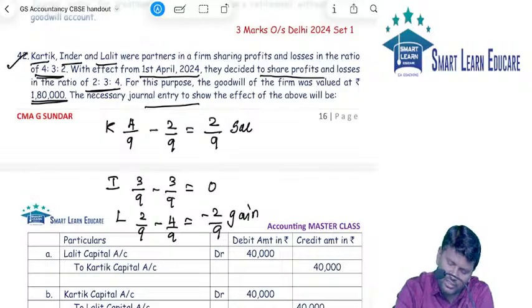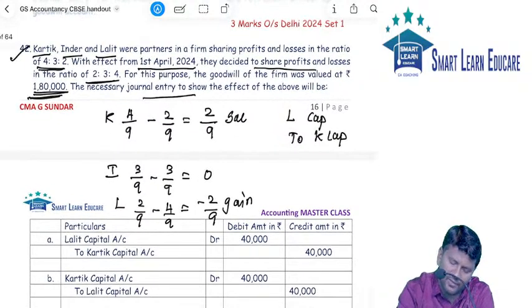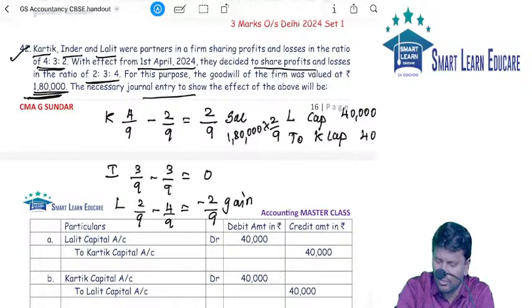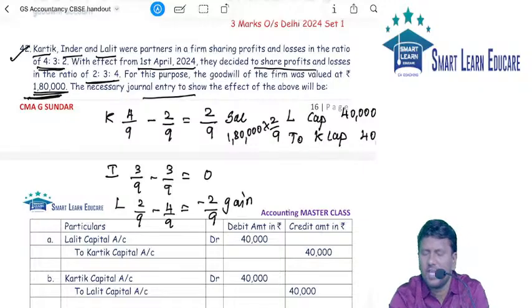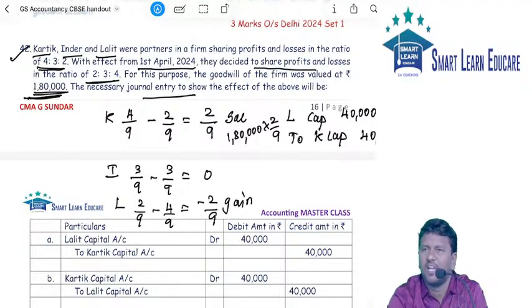Appa what is the journal entry? L capital account debit to K capital account. L capital account debit to K capital. Total goodwill of the firm evlo, 1,80,000. Appa 1,80,000 into 2 by 9. What is 1,80,000 into 2 by 9? It will give you 40,000. That's all. So journal entry is L's capital account debit to K's capital account. That's all. Same like last question.